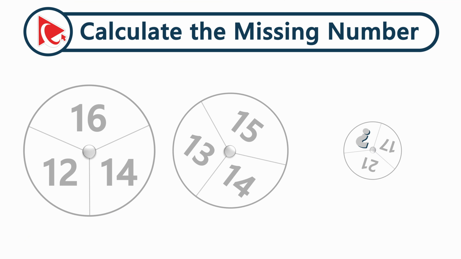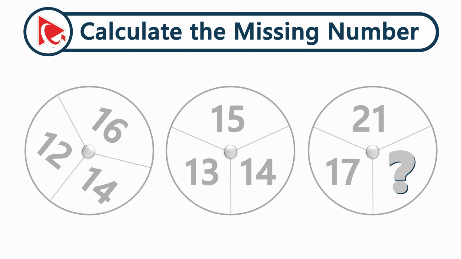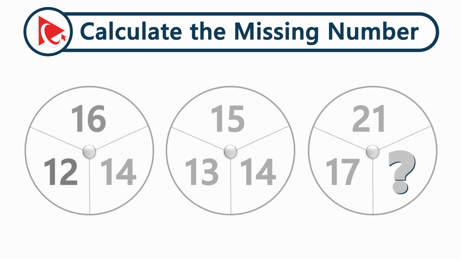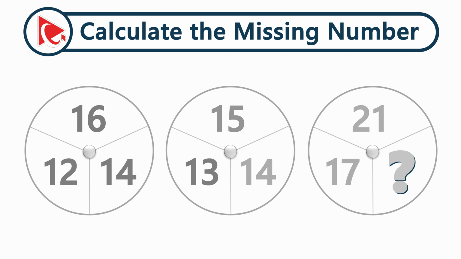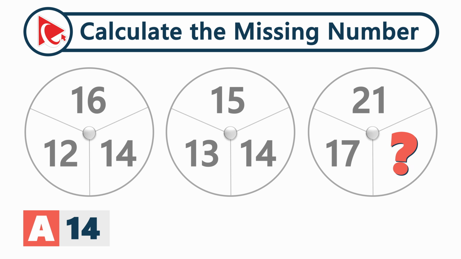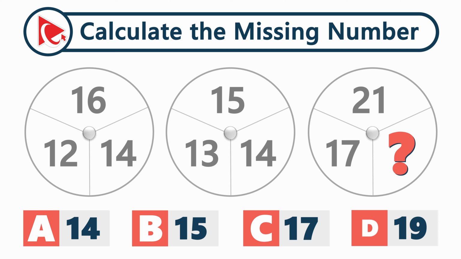You're presented with 3 circles. Each circle has 3 numbers inside. The first circle has numbers 12, 16, and 14. The second circle has numbers 13, 15, and 14 again. And then the third circle only has 2 numbers, 17 and 21. And your goal is to calculate the missing number. Your choices for the answers are choice A, 14, choice B, 15, choice C, 17, and choice D, 19.